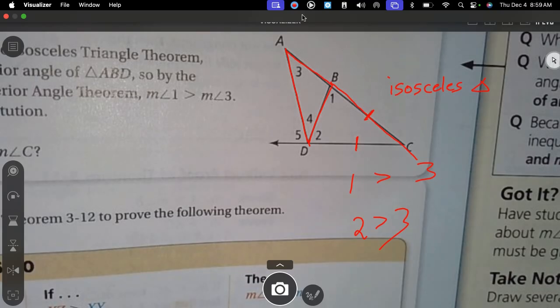So 1 is bigger than 3, and 2 is bigger than 1. So that means 2 has to be bigger than 3. Yeah. 1 is bigger than 3 because it's the outside angle, and 1 and 2 are the same, so that means 2 has to be bigger than 3. That's all that's saying. Okay, let me see.